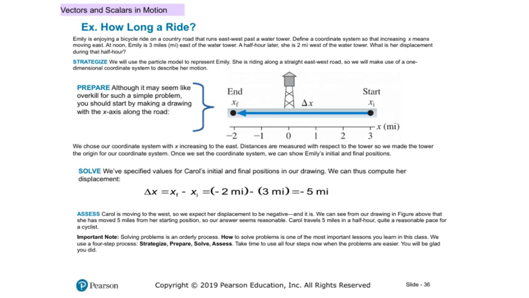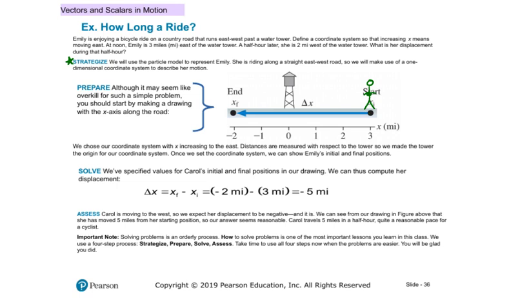Emily is enjoying a bicycle ride on a country road that runs east-west past the water tower. Define a coordinate system so that increase in x means moving east. At noon, Emily is 3 miles east of the water tower. A half an hour later, she is 2 miles west of the water tower. What is her displacement during that half an hour?